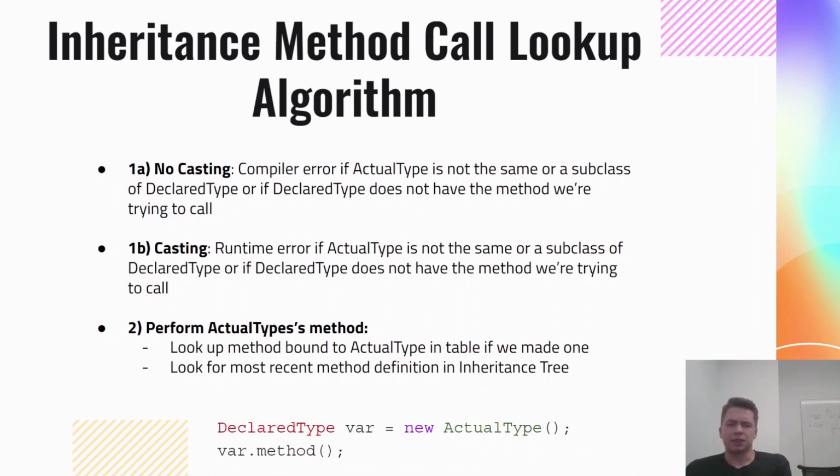And if we get past all of our error checks, the second part of this algorithm is to perform actual type's method. So we can either look up the method bound to actual type in a table if we made one, or in the inheritance grid, or we can look for the most recent method definition in our inheritance tree. So start at the current actual type class, and then work our way up until we find the most recent method implementation.